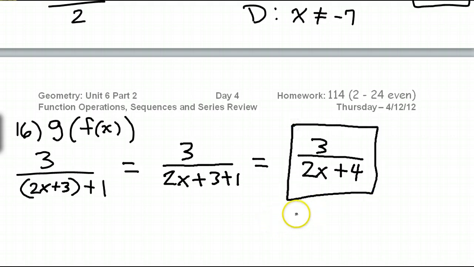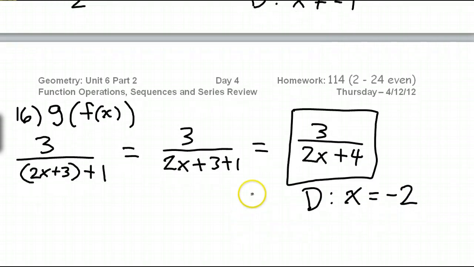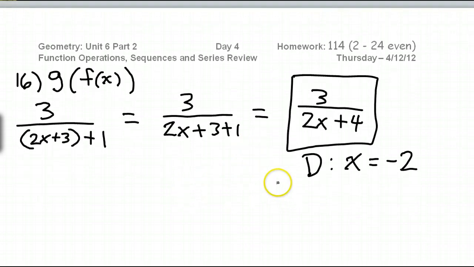The domain. I have a denominator that cannot be 0, so that means x cannot be, let's see, negative 4 over 2. x cannot be negative 2. Now, let me show you exactly where I got that from. This is how I got the domain.